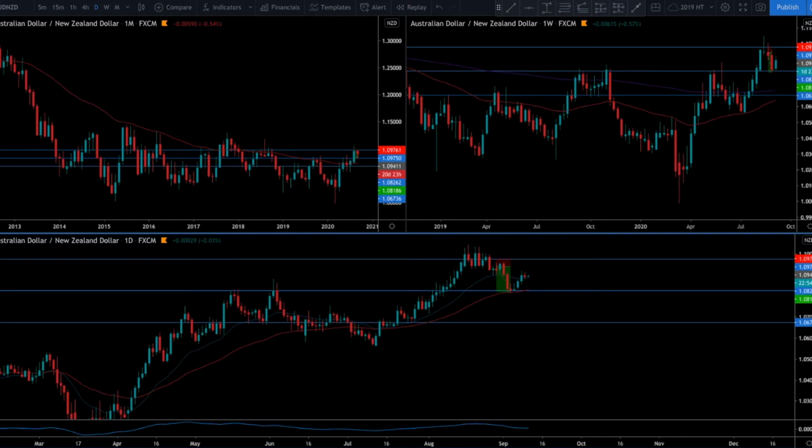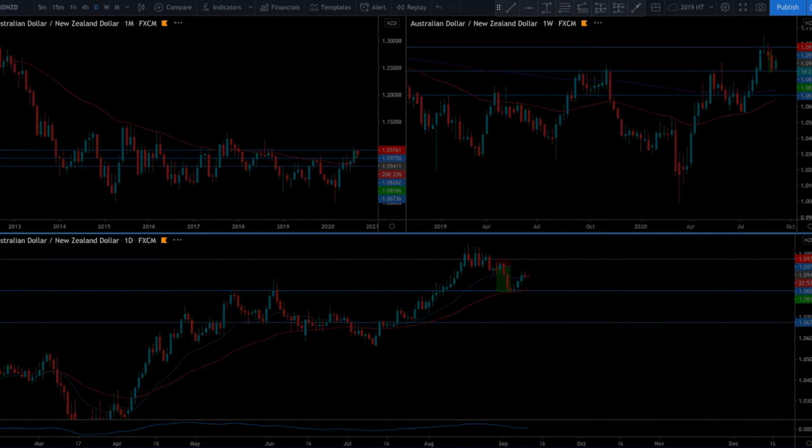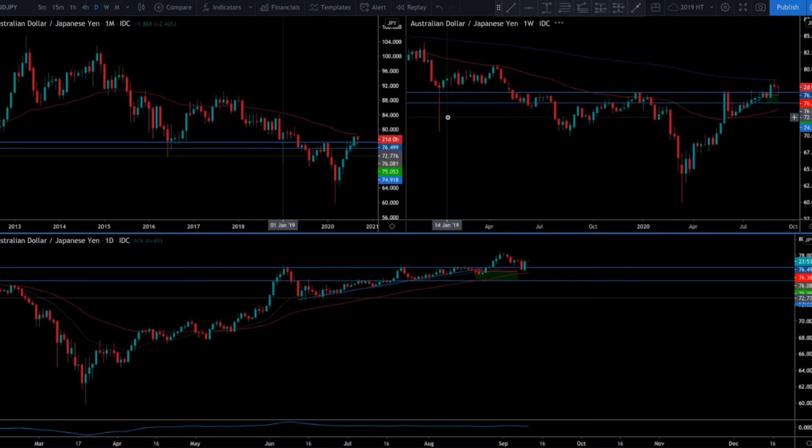These are two trade examples from last month, August 2020. One ended up hitting my profit target, and one went for a full 1% loss. I'm going to start with the one that hit my profit target. This is Australian dollar, New Zealand dollar, and this is Aussie yen.